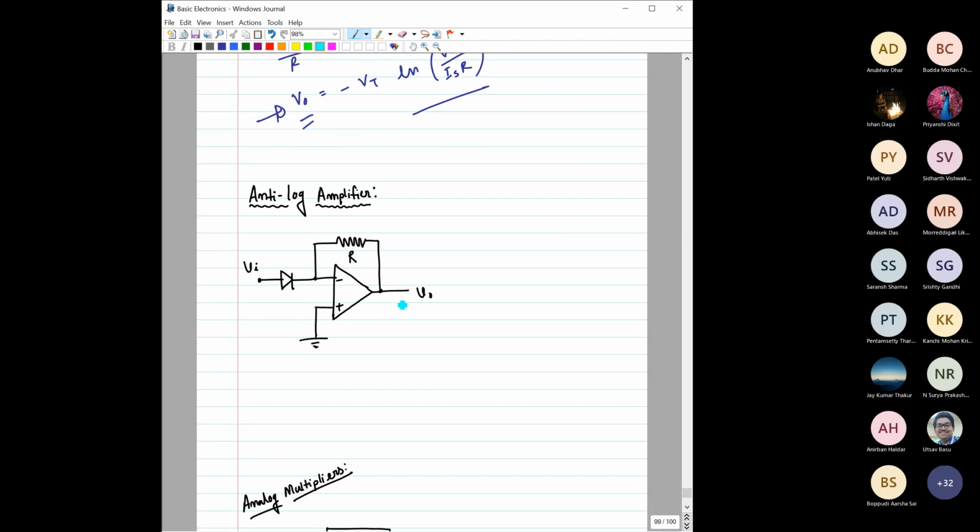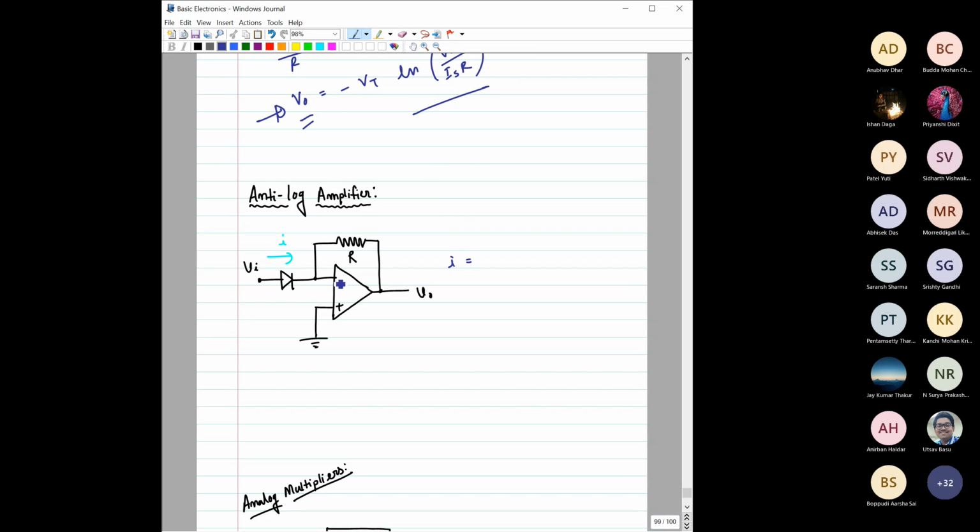Now, the next one is the anti-log amplifier, where we have just replaced the position of the resistance and the diode. Earlier the diode was here, now I have connected the diode here. So again, to do a similar type of analysis, find the current I. So here again, the analysis would look the same.